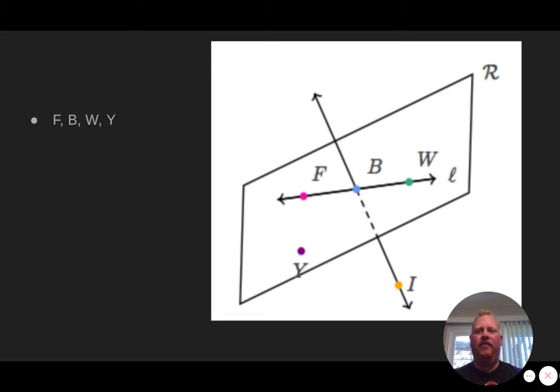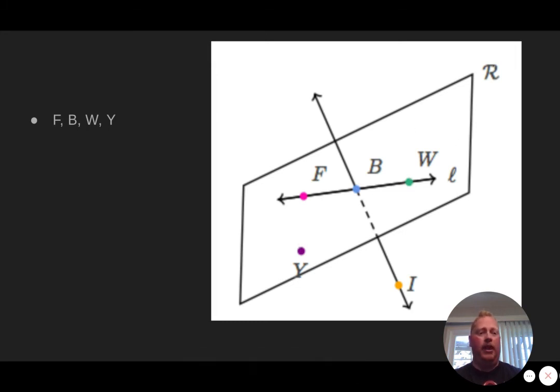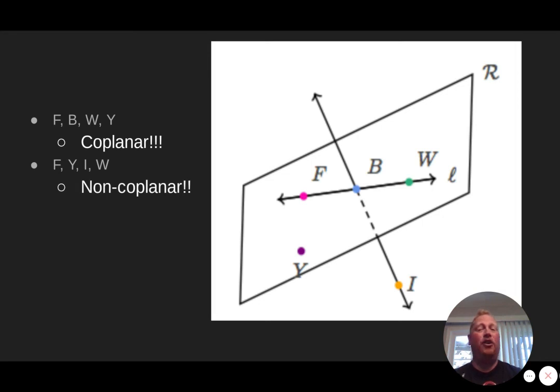So those 4 points, F, B, W, and Y. So F, B, W, and Y, yeah, those are all on plane R. They're coplanar. How about this? F, Y, I, and W. So F and Y, and I is completely off of this plane, but W is on the same plane as F and Y. So F, W, and Y are coplanar, but point I is not on the same plane. So we would say that these points are non-coplanar.